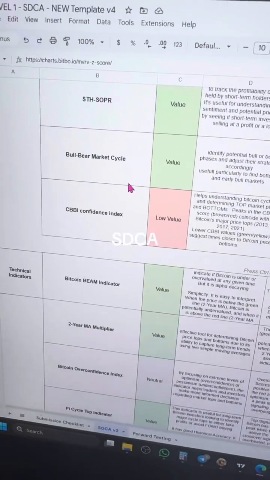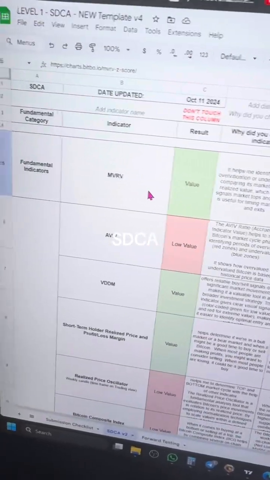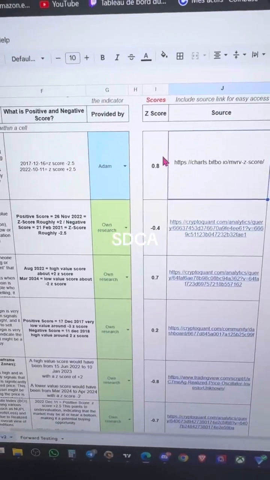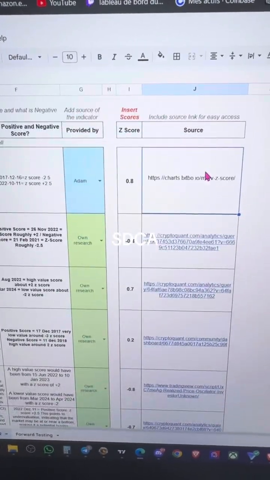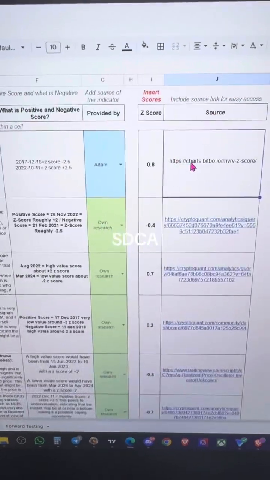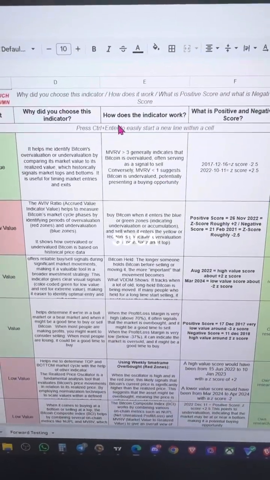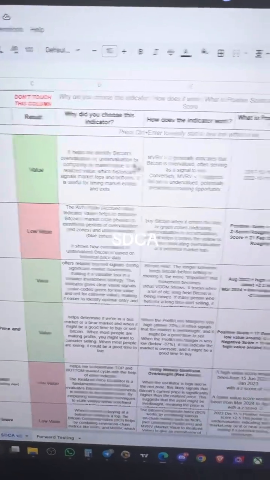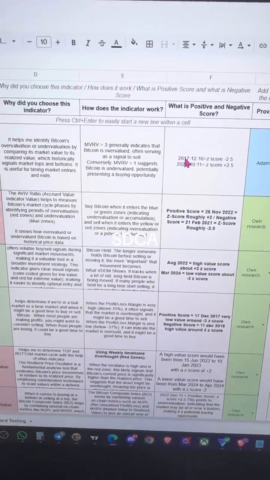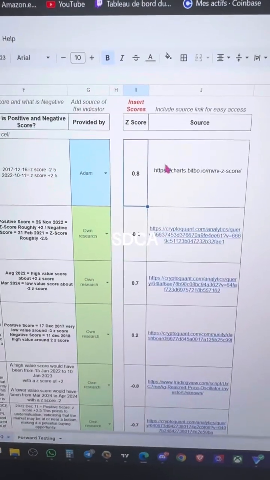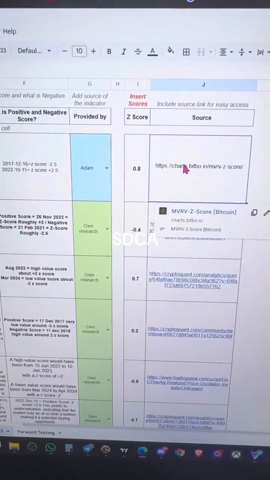if one day I'm, for example, in the jungle and I need to survive by myself and I don't have information from somebody else very experienced to determine the price of Bitcoin. Should I buy it? Should I sell it? I can do it myself. So for example, the most important thing is we don't care about all these indicators. Why did you choose it? What is positive, negative score? We don't care about the name. We don't care. All we care about is the Z score, which is a value.